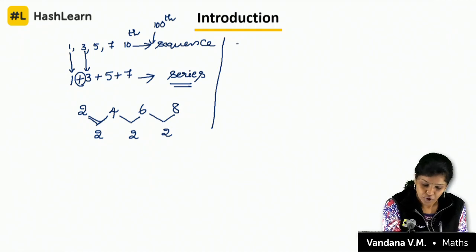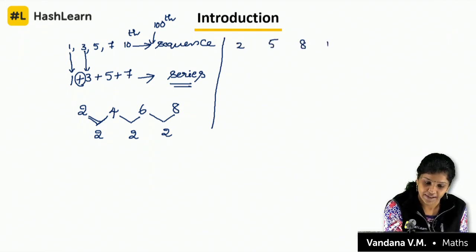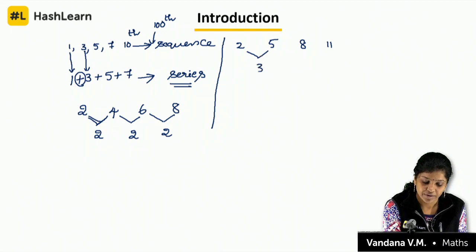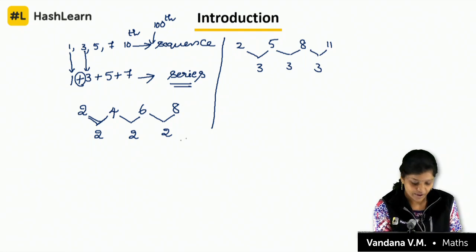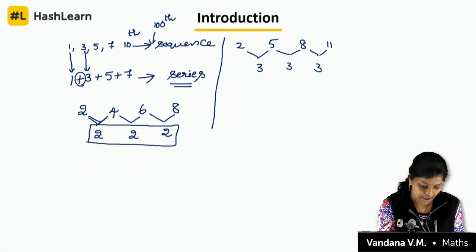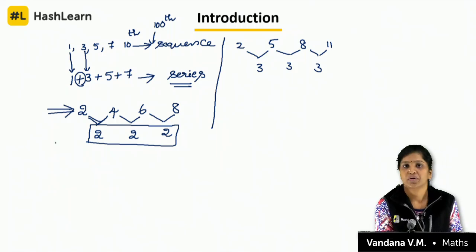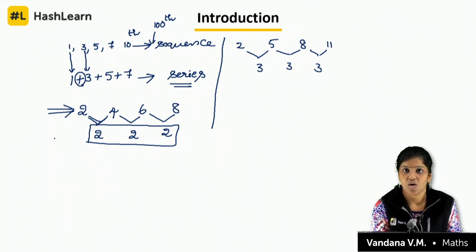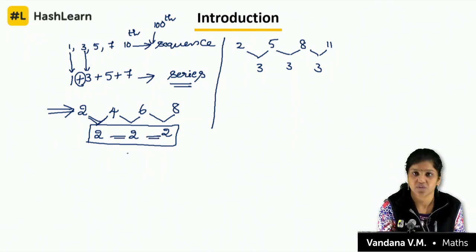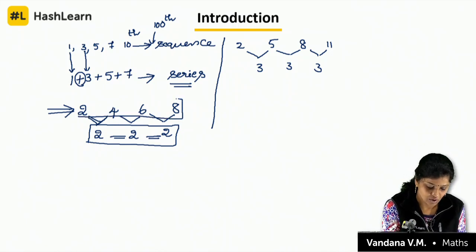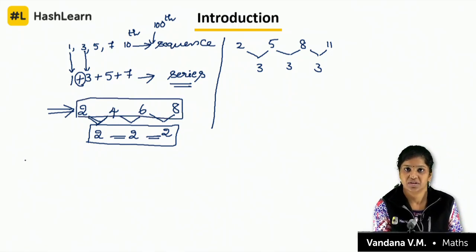Suppose you have 2, 5, 8, 11. What is the common difference? 3, 3, 3. So if the common difference is the same, that kind of pattern is called arithmetic progression. It has to follow some pattern. What is that pattern? The common difference must be the same, equal. Common difference must be equal. So this pattern is called arithmetic progression.